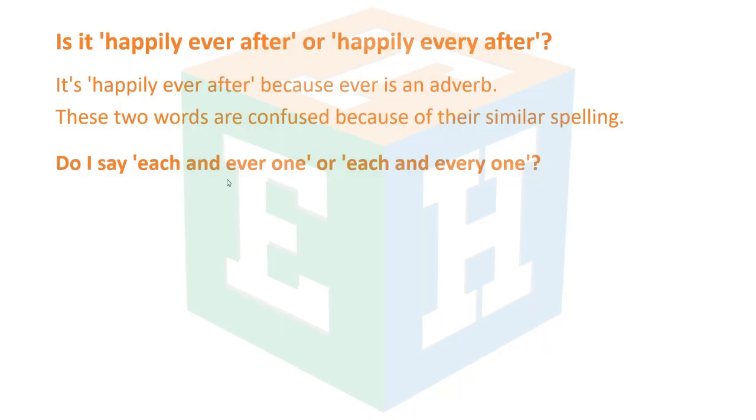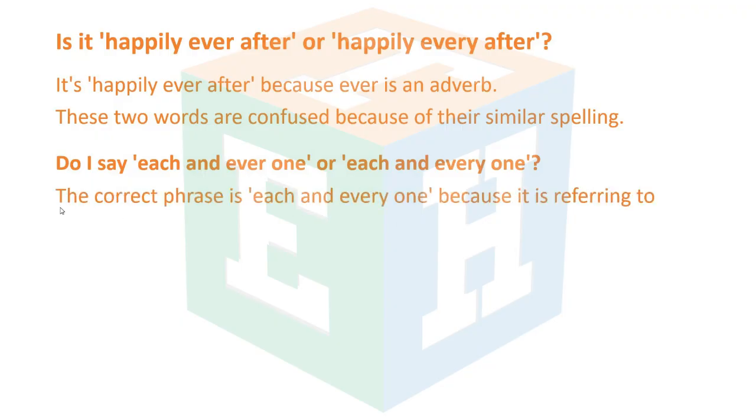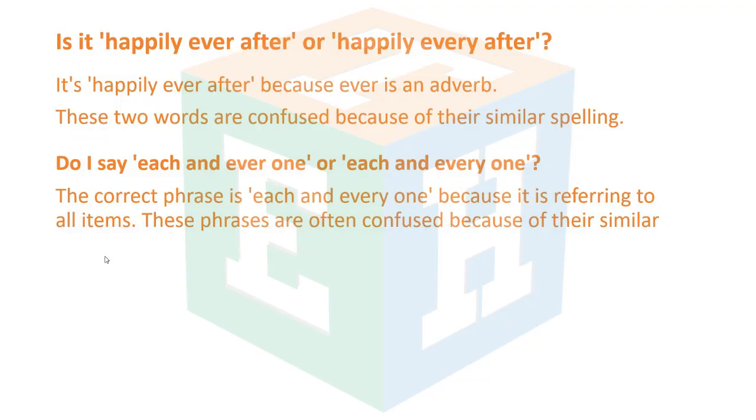Do I say each and ever one or each and every one? The correct phrase is each and every one because it is referring to all items. These phrases are often confused because of their similar spelling.